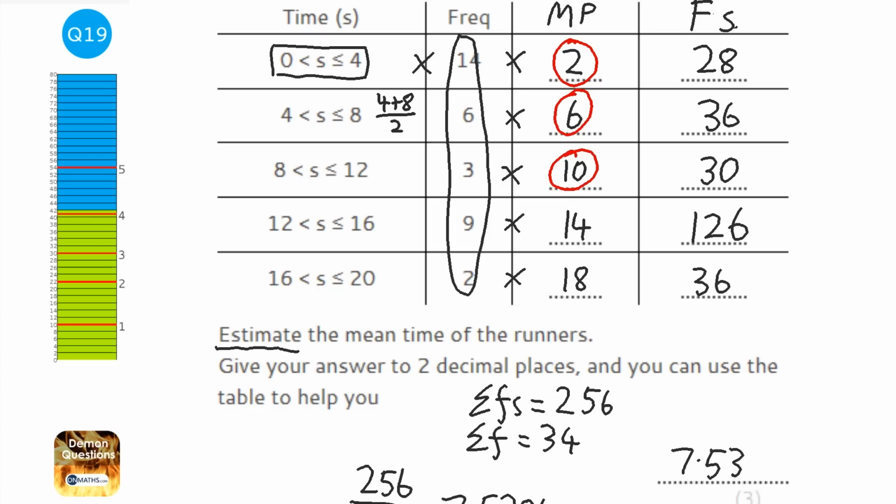The method for doing this is how I've shown it here. I don't believe there's any other methods you can use for this.